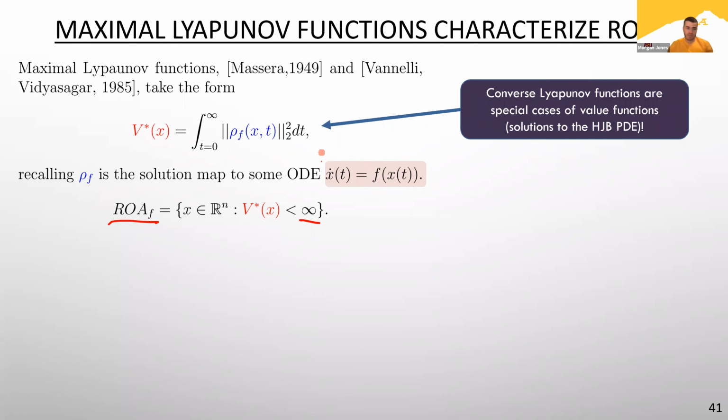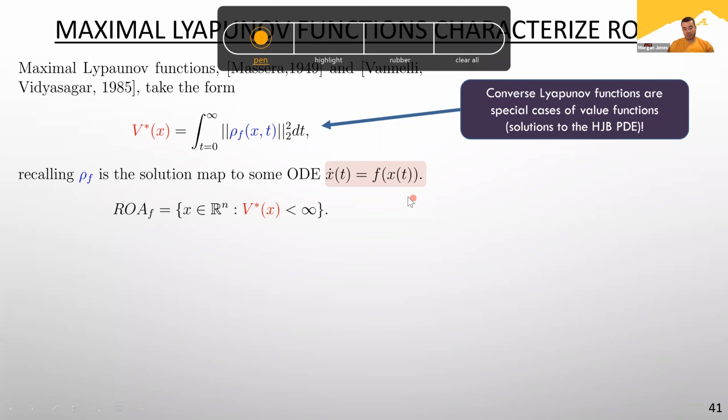So the first thing is to note that this type of converse Lyapunov function is just a special case of a value function. The value function integrates the solution map inside of a cost function along time. In this case, the cost function c(x,u) is simply just the Euclidean norm squared. So we can use our intuition and our SOS algorithms that we previously talked about to try and search for or approximate such converse Lyapunov functions.